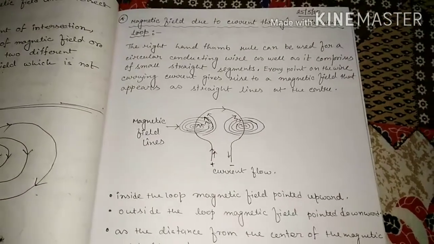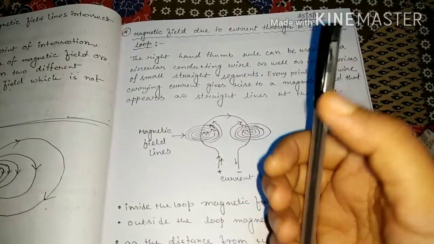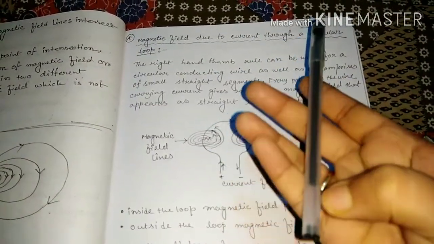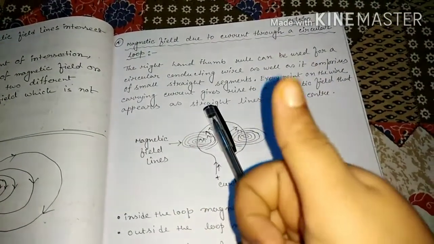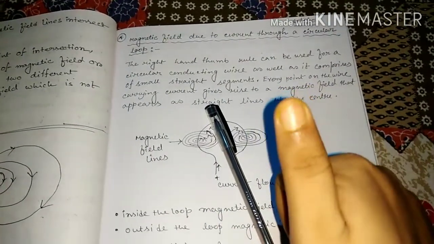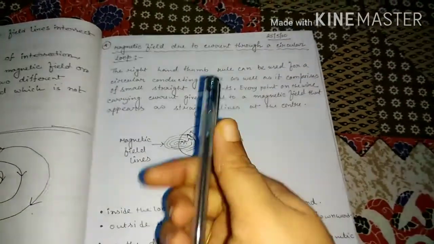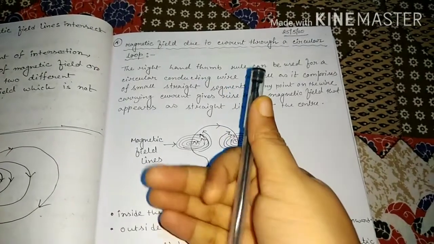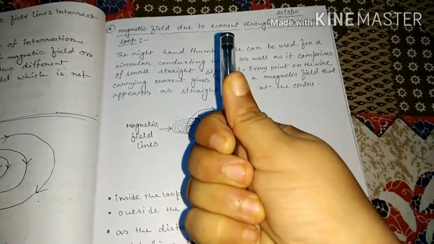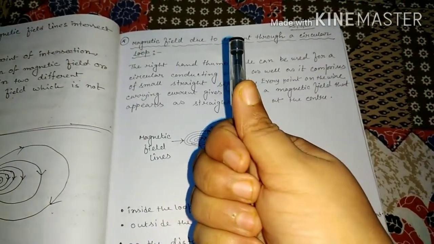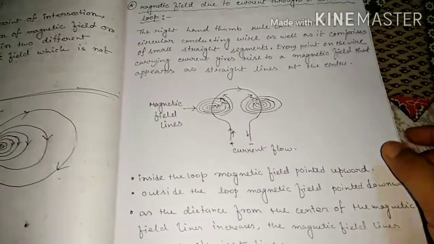What is that law? The right hand thumb rule: if this is a current carrying conductor, and you hold this wire, and suppose the current is flowing from here to here in this upward direction, you place your thumb in that direction. So the thumb represents the direction of current. In which direction the other four fingers move while holding the wire, that is the direction of magnetic field lines or magnetic field. That is the right hand thumb law.